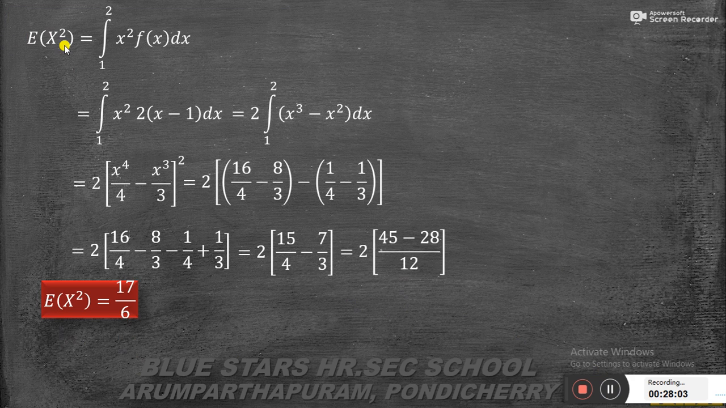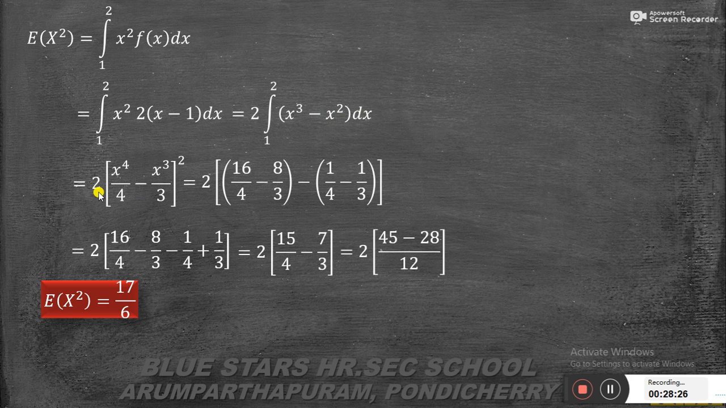Next, expectation of x square. Expectation of x square means the integral from 1 to 2 of x square f of x dx. The function is 2 times (x minus 1) dx, so I write the 2 outside: 2 times the integral from 1 to 2 of x square times (x minus 1). This x square is multiplied into the factor, so x cube minus x square dx.